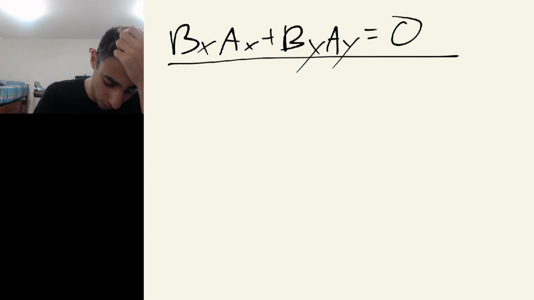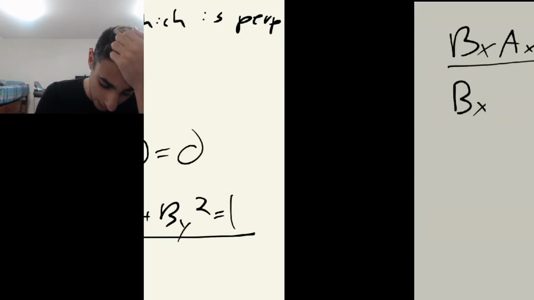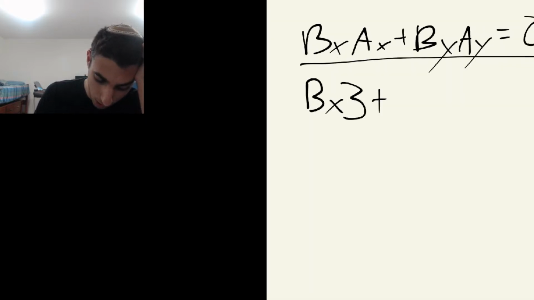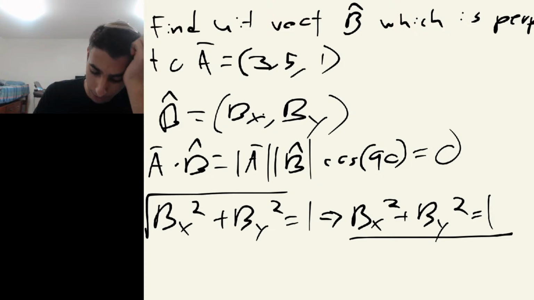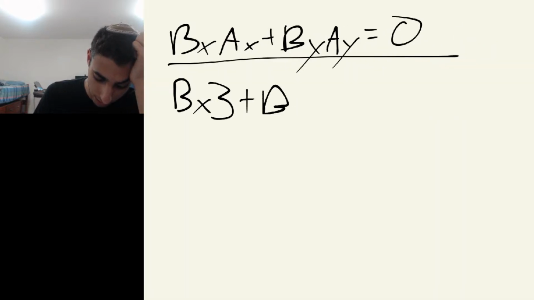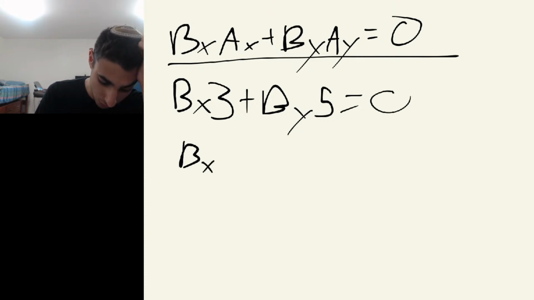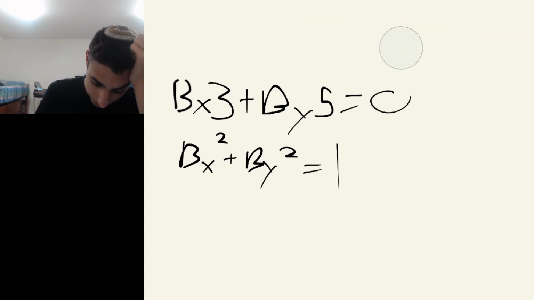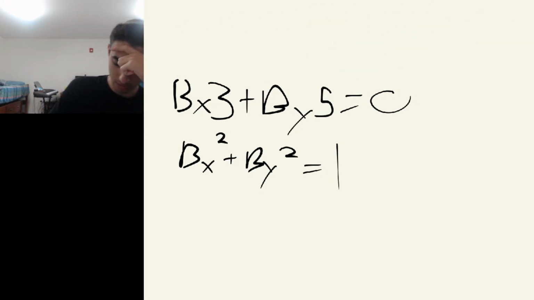So let's first of all create our system. We have bx times ax. What is ax? Ax is 3. Plus by times ay, which is 5, so plus by times 5 equals 0. And the other equation we have is bx squared plus by squared equals 1. Great. Now that we have this system, we can solve for bx and by, because we only have two unknowns and we have two equations.